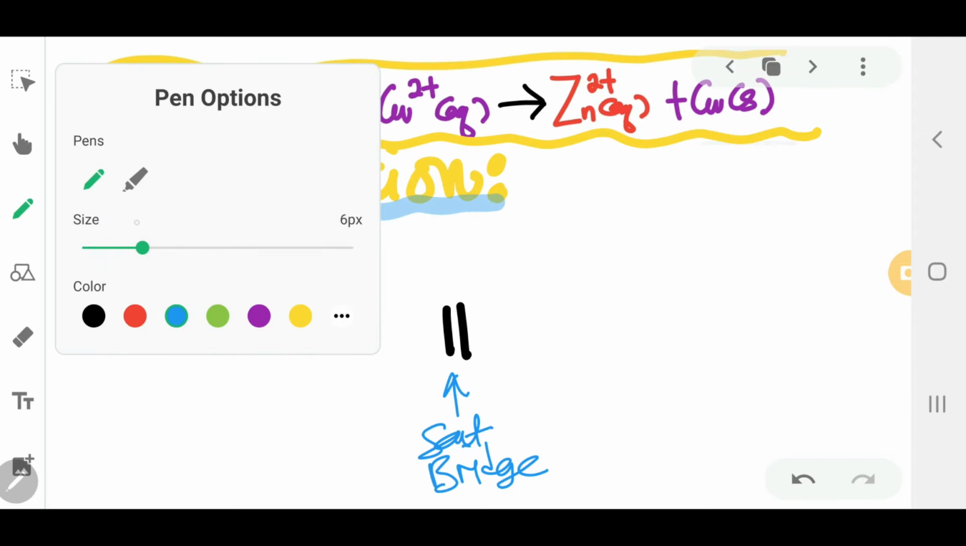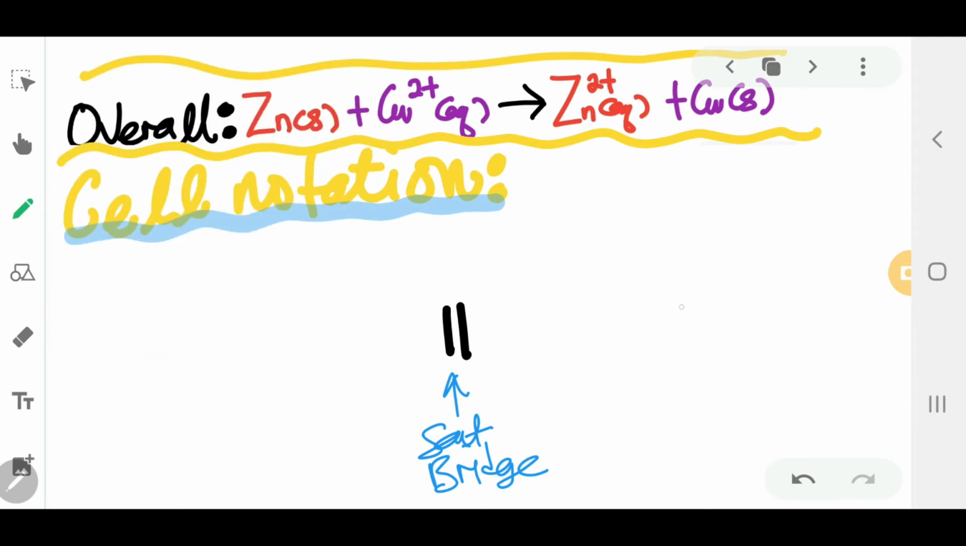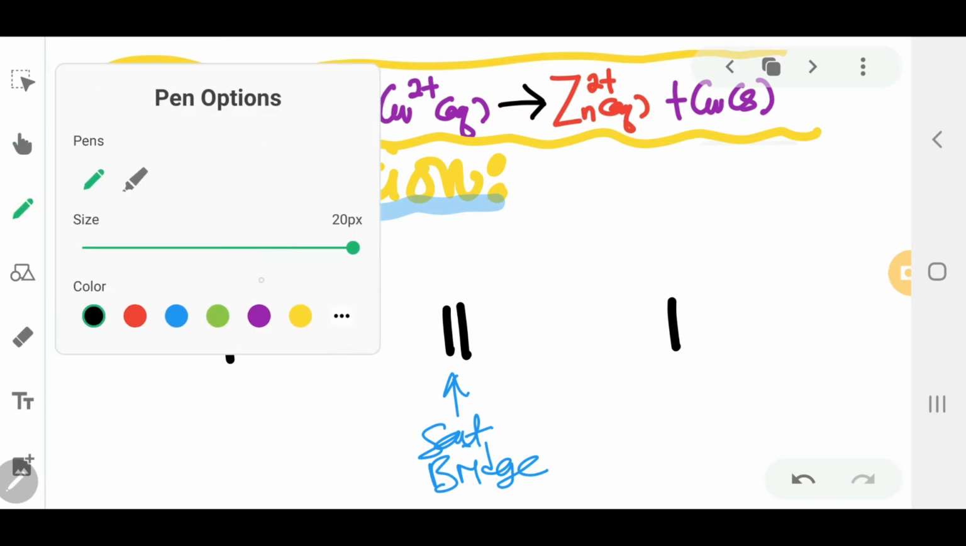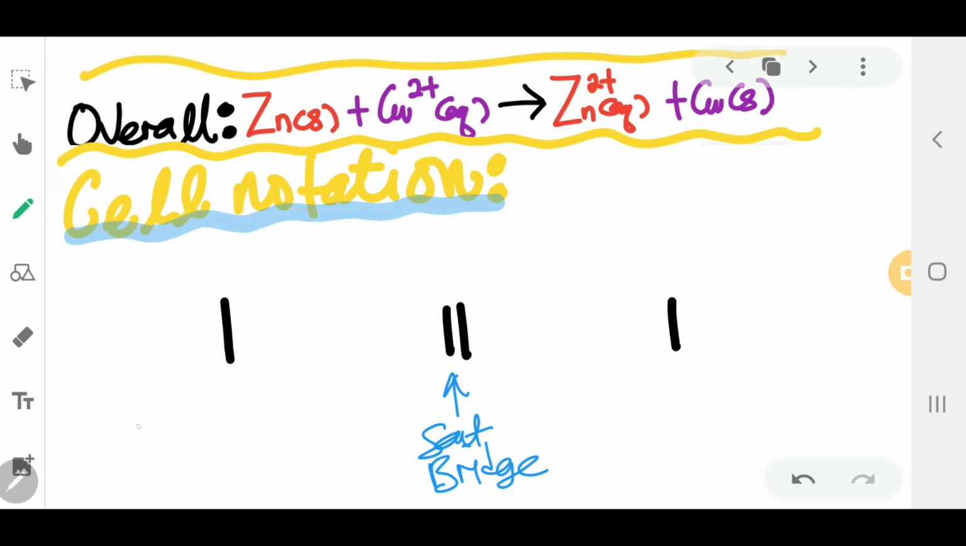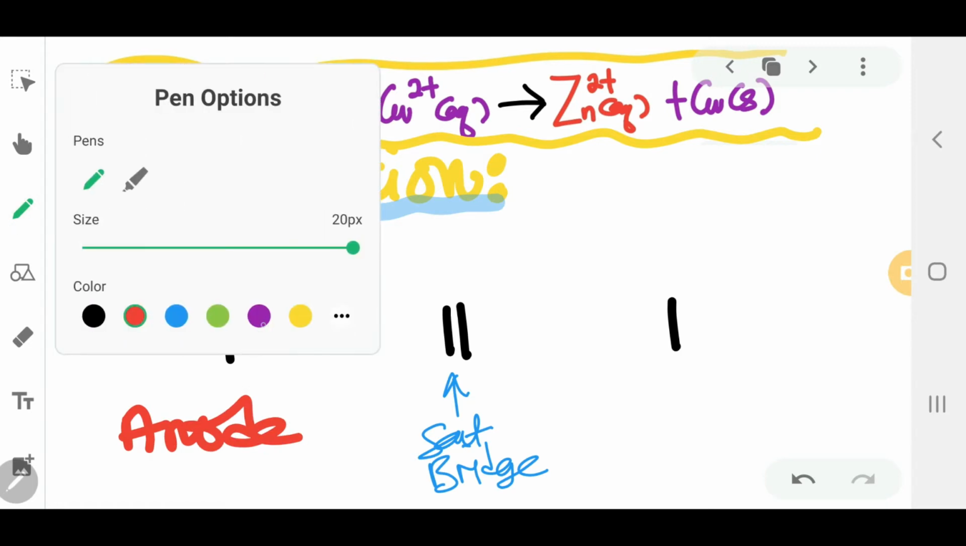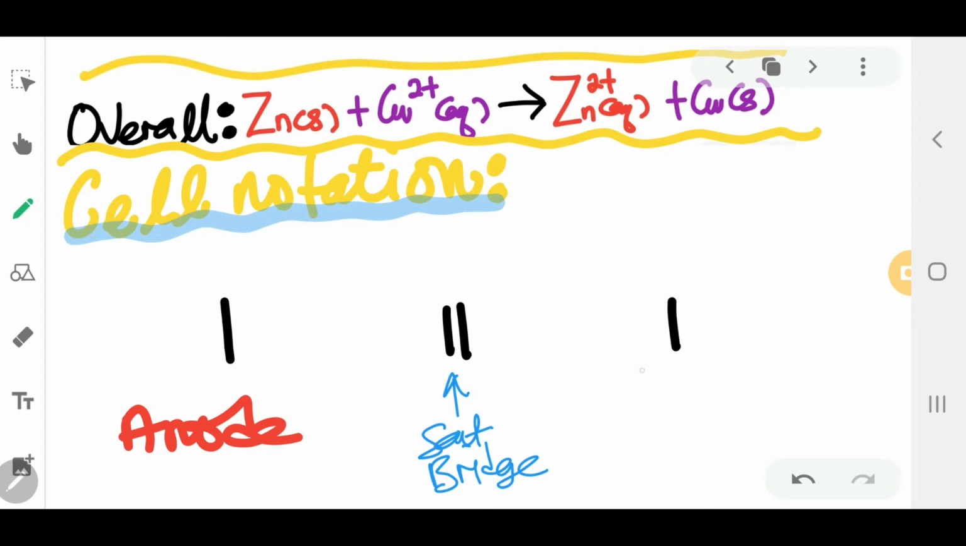And then you're going to have one phase boundary right over here and another phase boundary right over there. Now you have phase boundary number 1, the salt bridge, and phase boundary number 2. On your left hand side, typically what we're going to write is the anode. And on the right hand side, this one will be representing the cathode reaction.